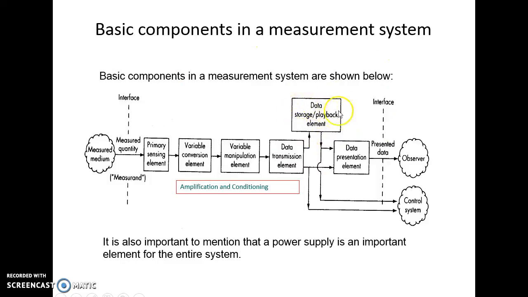And the next one is the data presentation element. Before that, we can store the data in the data storage element. And the last one is the data presentation element. Here it will present the value of the measured quantity to the observer. So this is the presented data to the observer. The data presentation element is the last element. It is used to interface with the observer. It is also important to mention that a power supply is an important element for the entire system.